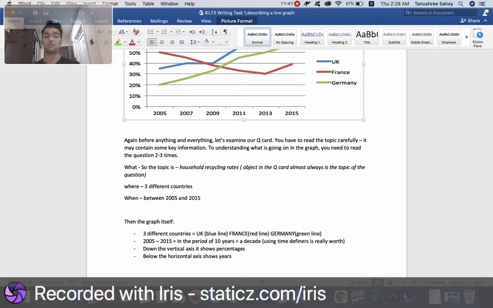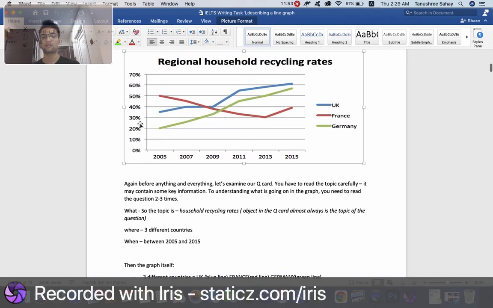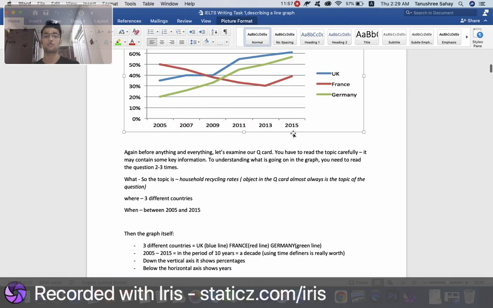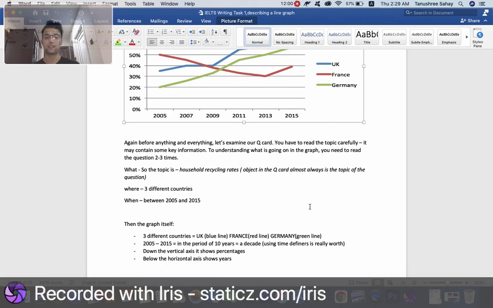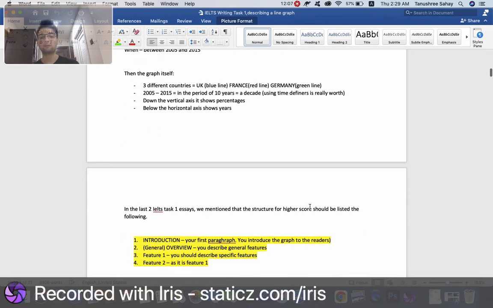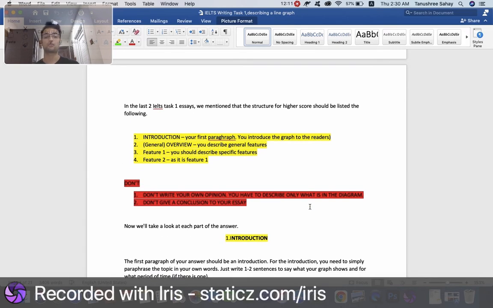So using time definers is really worth it, trust me, which means you are really good at analyzing a graph. And then the vertical axis shows percentages. Here we go. The vertical axis shows the percentages, and the horizontal axis shows the years. So now we have all the briefly summarized information about our graph. Now, in the last 2 IELTS Task 1 essays, we mentioned that the structure for a higher score should be the following.